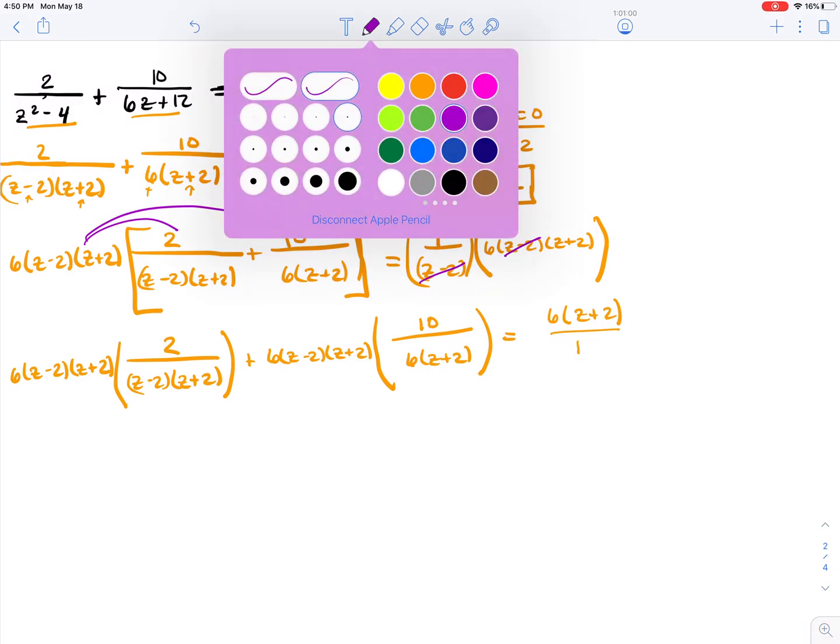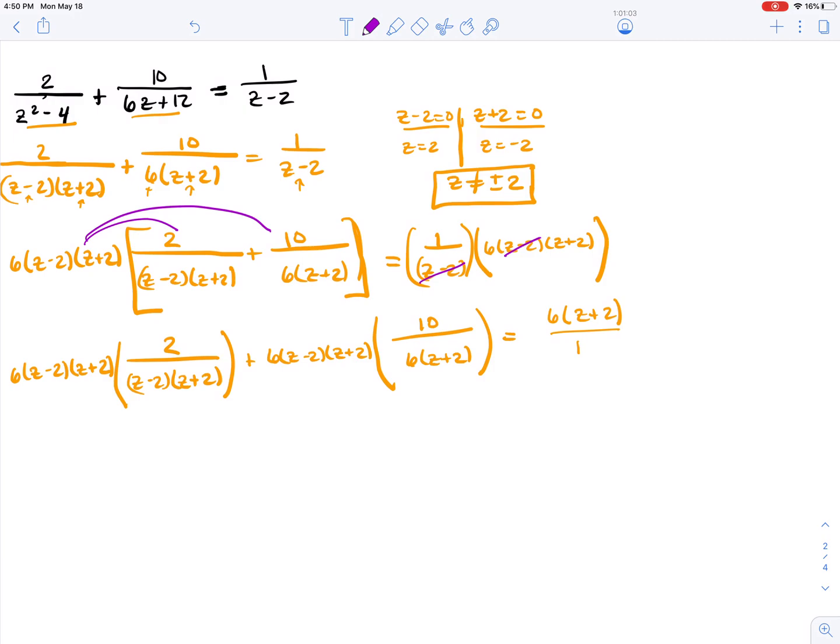Now let's do the same thing to the left side. Let's start taking out what's the same. So I have z minus 2, z plus 2. Okay, so that leaves me with 6 times 2, that's 12, over 1, plus z plus 2 and 6. So that leaves me with 10 times z minus 2, and on the right side I have 6z plus 12. So again, I just distributed that already.